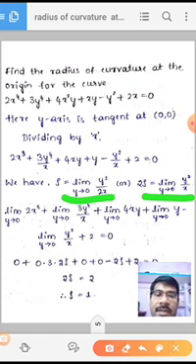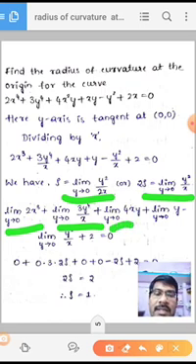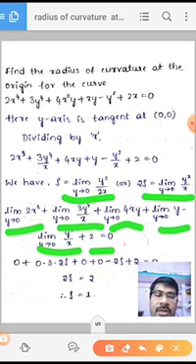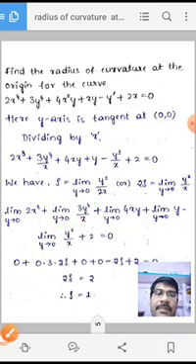Here limit y tends to 0, 2x cube, limit y tends to 0, 3y to the power of 4 by x, limit y tends to 0, 4xy, limit y tends to 0, y, limit y tends to 0, y square by x plus 2 is equal to 0. We have to substitute these values. 2 rho is equal to 2, rho is equal to 1.